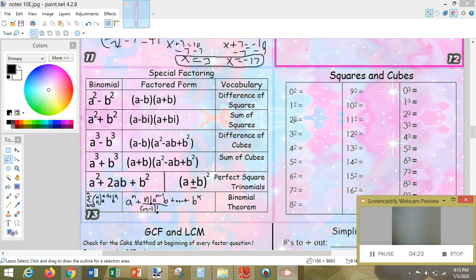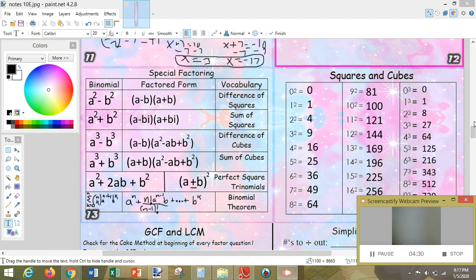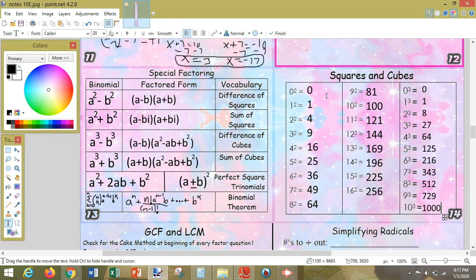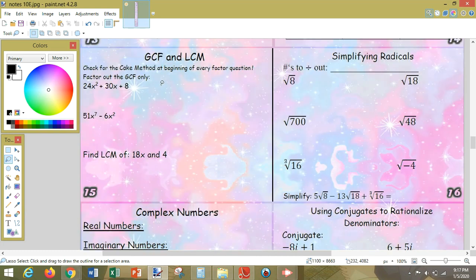Remember, square just means that number times itself. So like 3 squared would be 3 times 3. Okay, here are your perfect squares and cubes. These are the ones that come up most commonly. If you haven't already, make some flashcards and review these. You should be able to find them pretty quickly without a calculator.